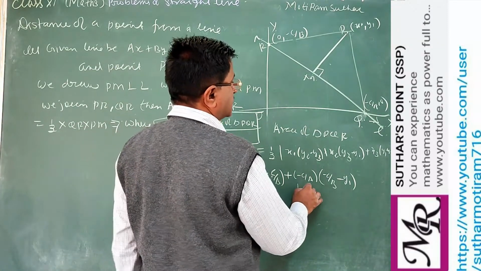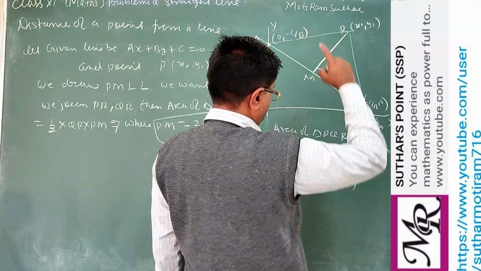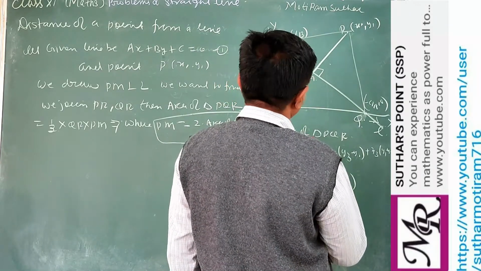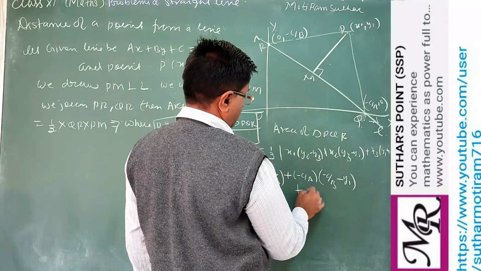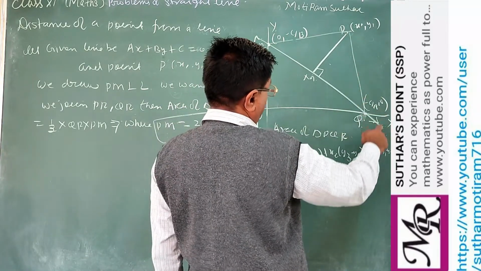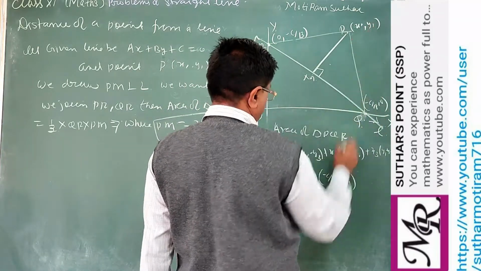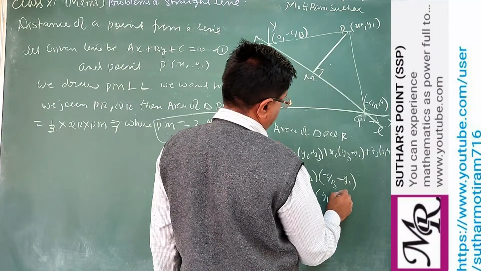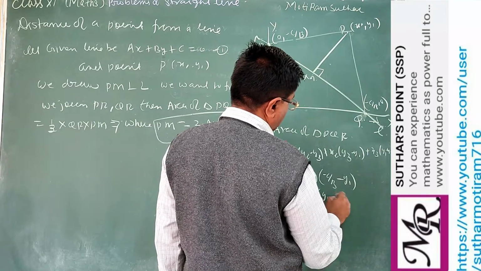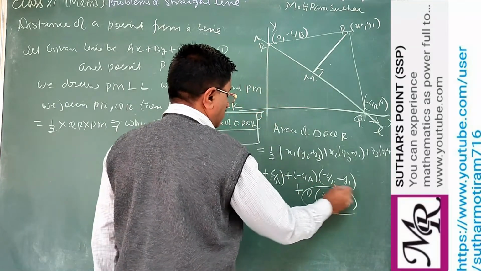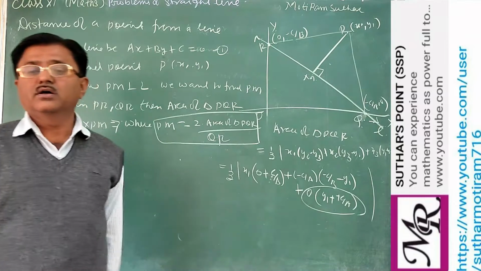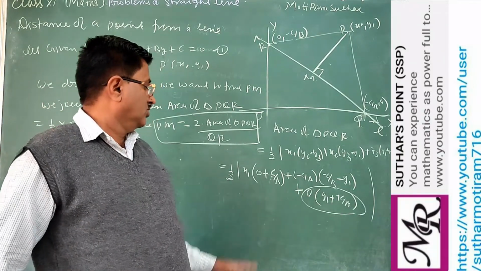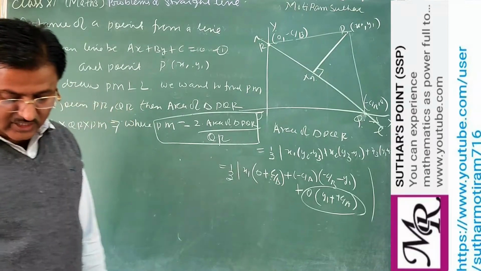Then plus x3. x3 is 0, so this is 0 into y1 minus y2, where y2 is minus plus c upon a. So you can say this will be 0, because 0 multiplied with any number is 0. So the last term need not be written. Only you have to simplify the first two.